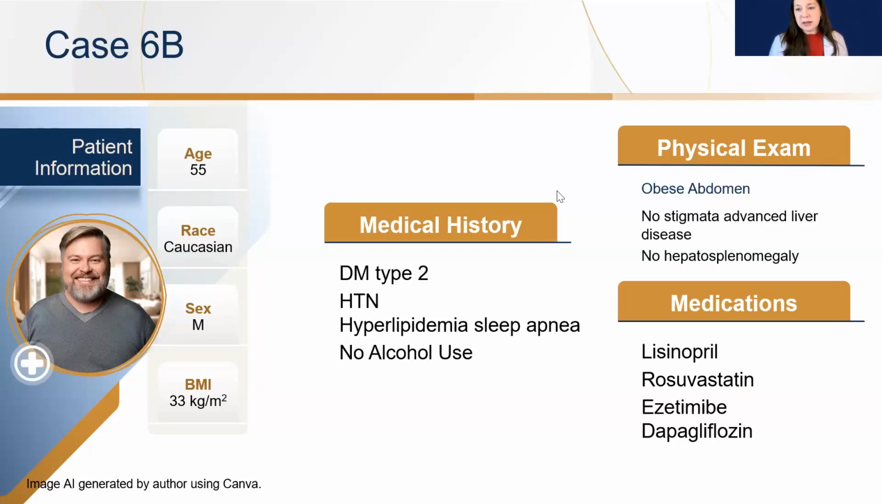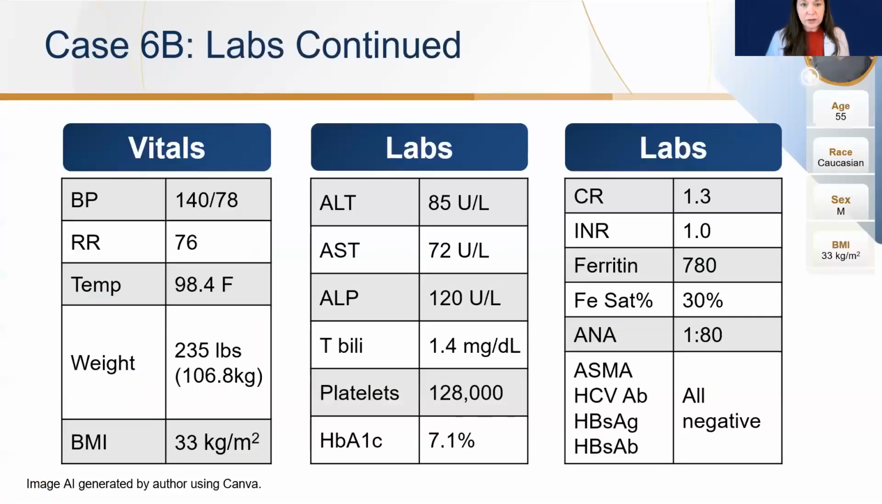We see again the same findings on physical exam, obese abdomen. His abdomen is soft, non-tender, it's not tense, so we're not seeing any signs of advanced liver disease at this point. Percussion, we're not seeing enlarged liver borders or splenic borders. And medicines are the lisinopril, the rosuvastatin, and Zetia, and dapagliflozin for his diabetes.